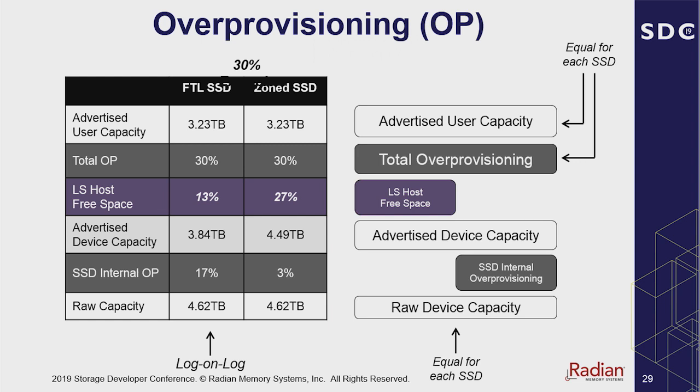Obviously, this means the system write amplification is going to be far higher with the FTL SSD due to the reduced free space and the effects of log-on-log. The zoned SSD in this configuration provides much better endurance, but it also provides dramatically better performance.